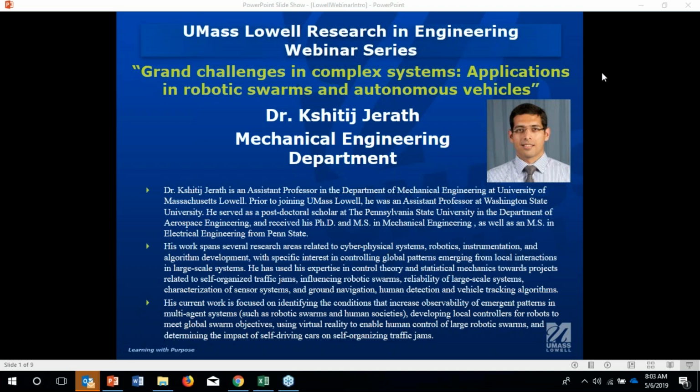He has used his expertise in control theory and statistical mechanics towards projects related to self-organized traffic jams, influencing robotic swarms, reliability of large-scale systems, characterization of sensor systems, and ground mitigation, human detection, and vehicle trafficking algorithms. His current work is focused on identifying the conditions that increase the observability of emergent patterns in multi-agent systems such as robotic swarms and human societies, and in developing local controllers for robots to meet global swarm objectives using virtual reality to enable human control of robotic swarms and determining the impact of self-driving vehicles on self-organizing traffic jams.